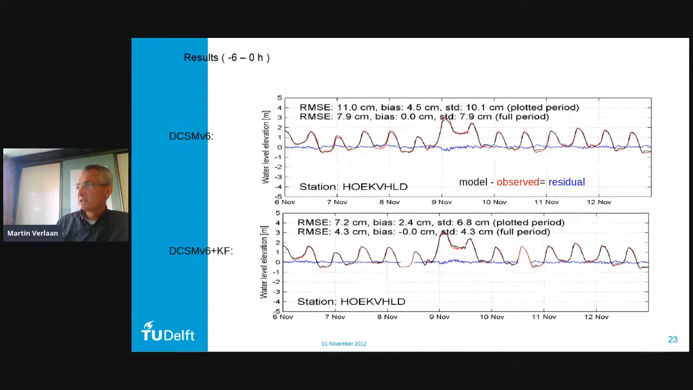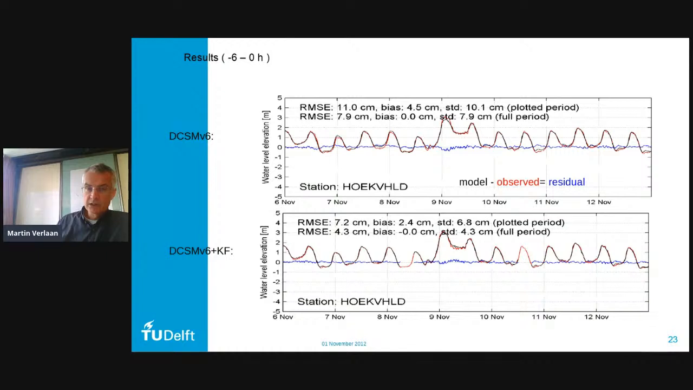Observed is red in this case. But you see that in the lower picture, especially during the storm, the model in black is doing better than above. Right? So it has a clear positive impact. But this is still looking back.